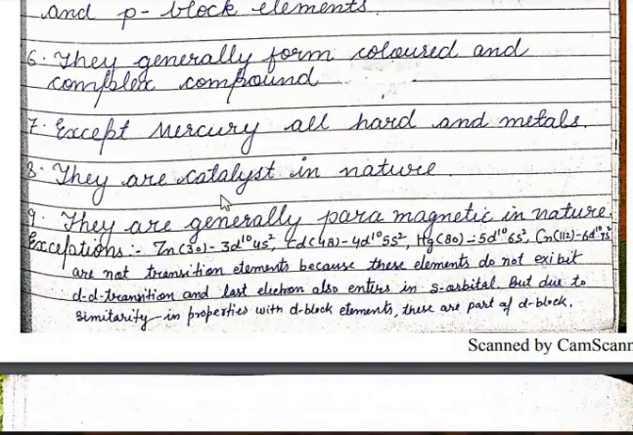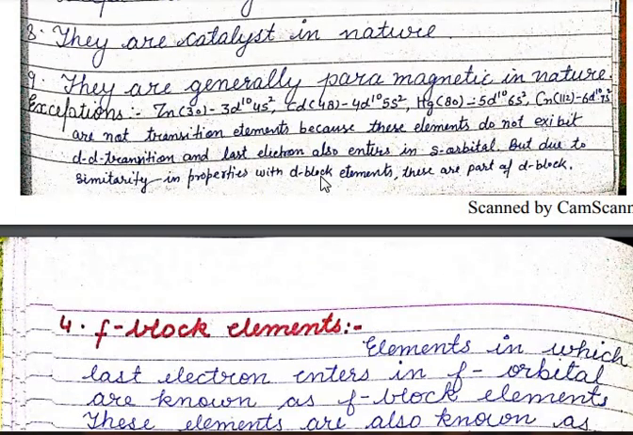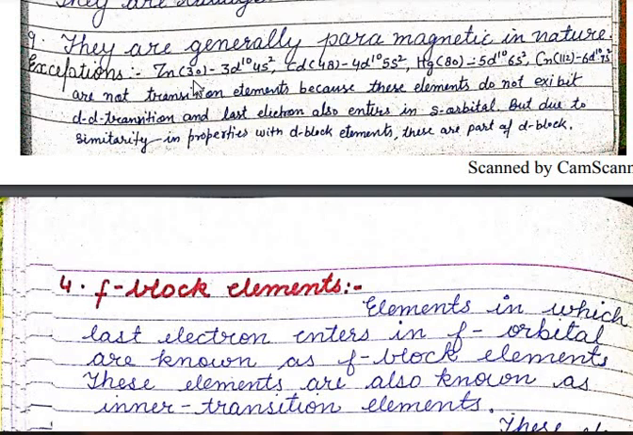7. Except mercury, all elements are hard metals. 8. They are catalysts in nature. They are good catalysts. 9. They are generally paramagnetic in nature. Explanation.